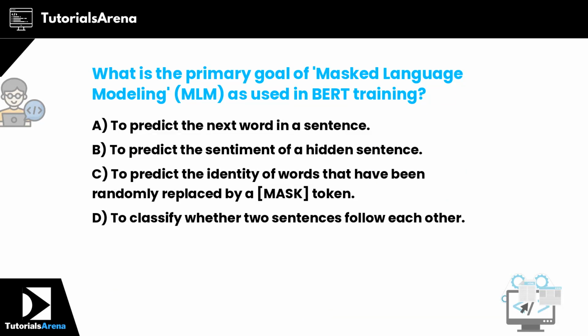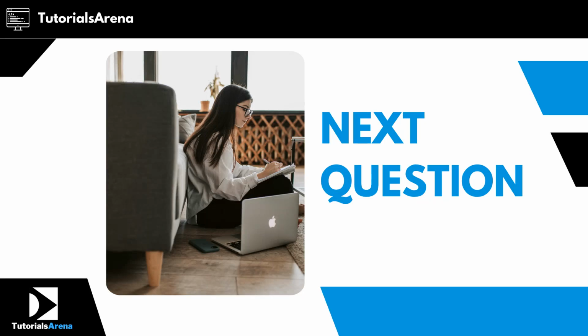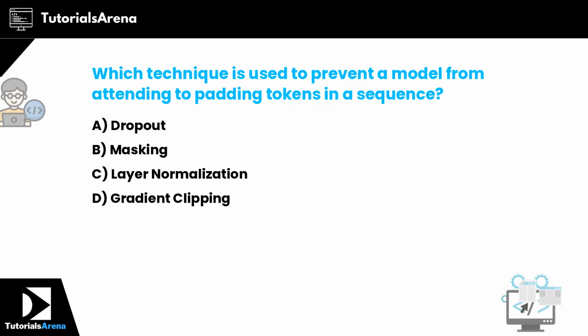What is the primary goal of masked language modeling (MLM) as used in BERT training? The correct answer is option C, to predict the identity of words that have been randomly replaced by a mask token. Which technique is used to prevent a model from attending to padding tokens in a sequence? The correct answer is option B, masking.